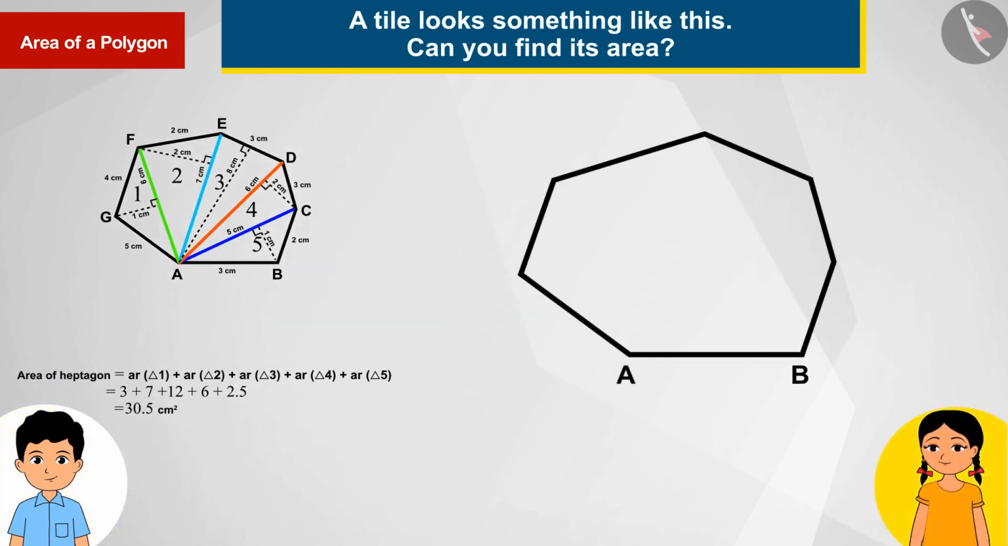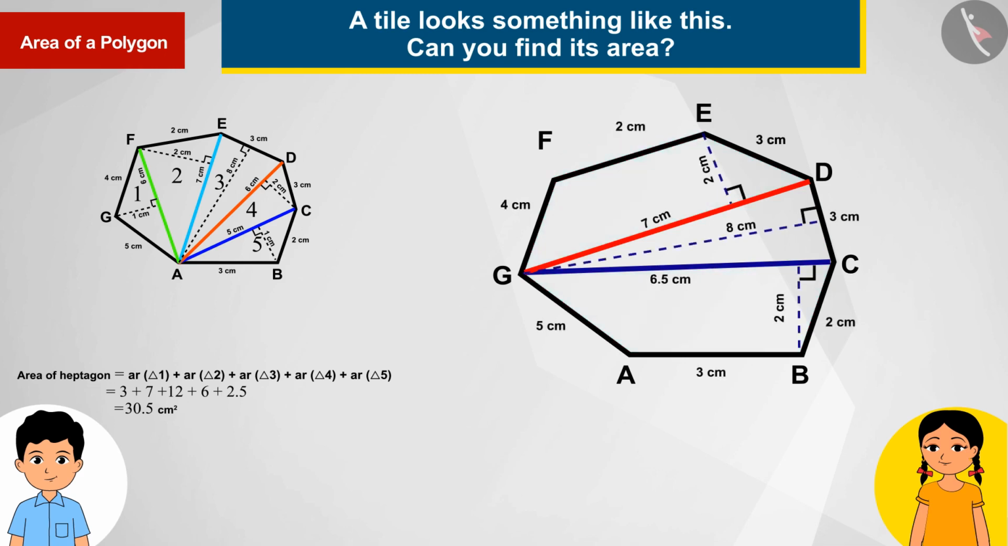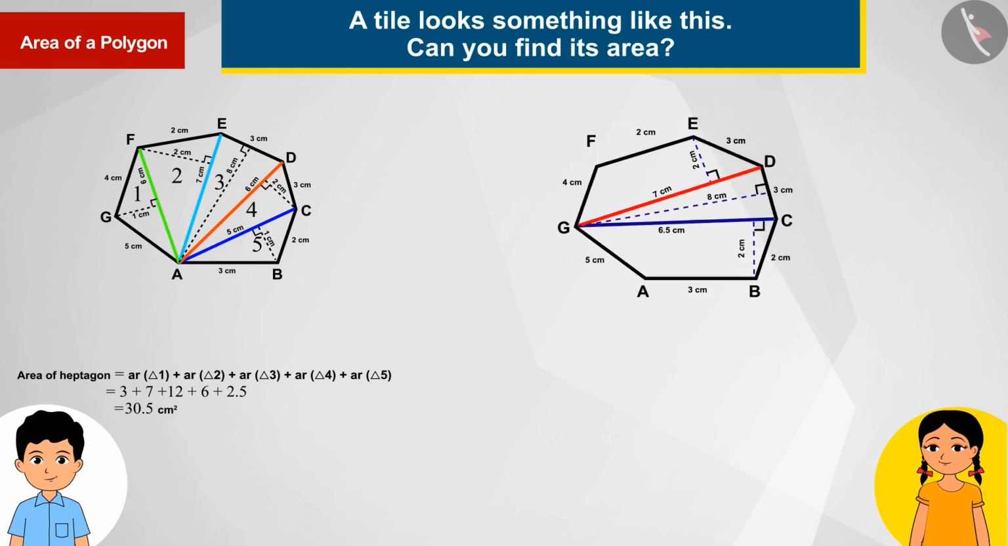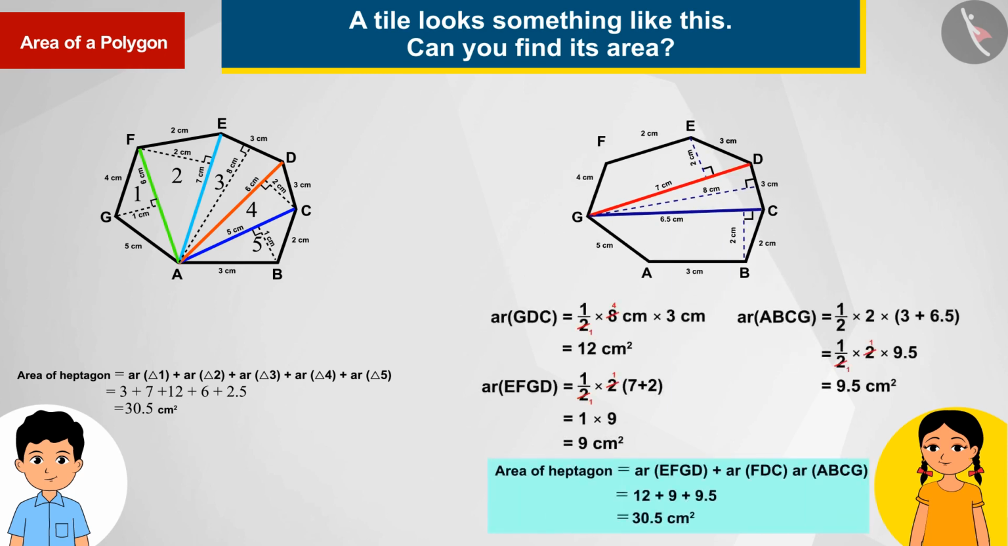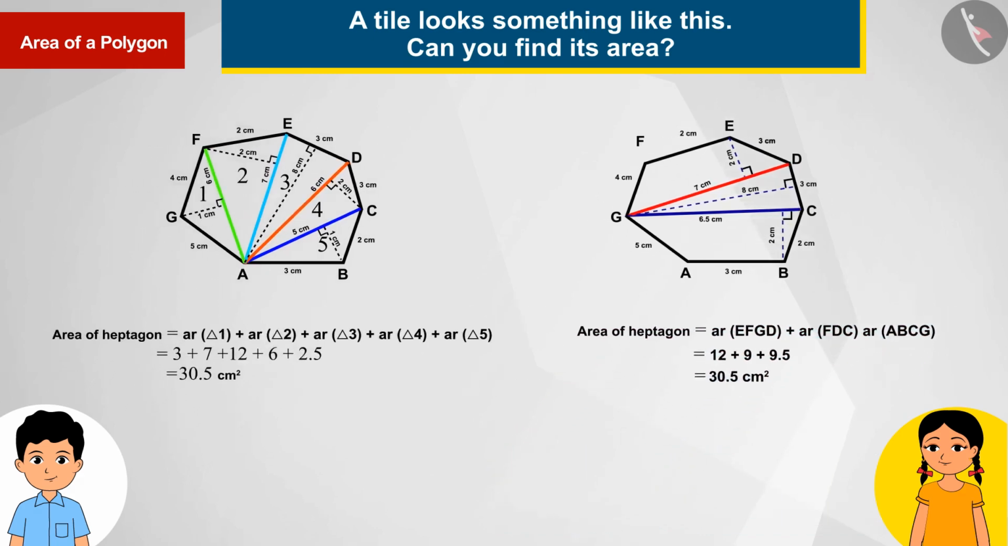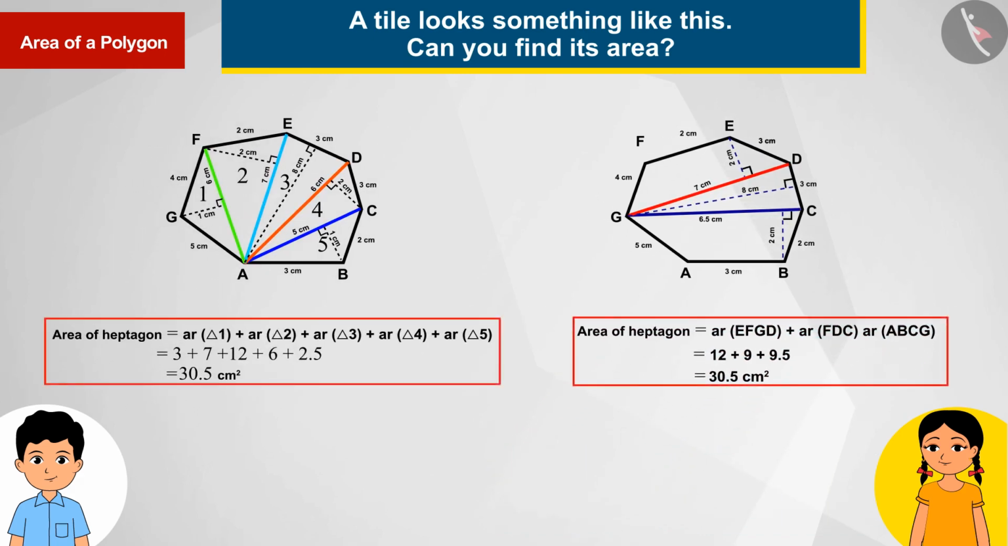Another student of the class, Seema, solves this question in this way. Seema thinks that the vertex G must be connected to vertices D and C. So we get one triangle and 2 trapeziums. Suppose its measurements are as follows. With the help of which, by adding the sum of areas, we get the area of the heptagon as 30.5. You can see here that the area of the heptagon is the same in both cases.